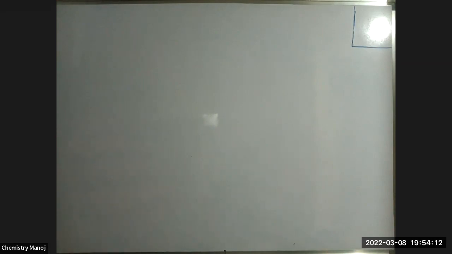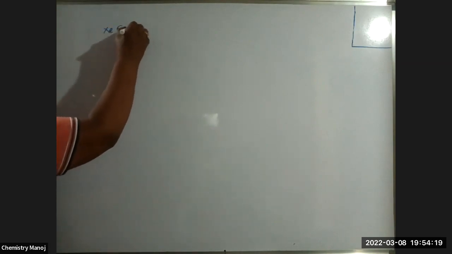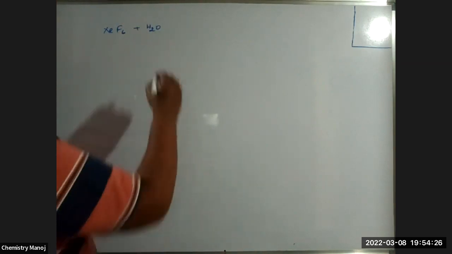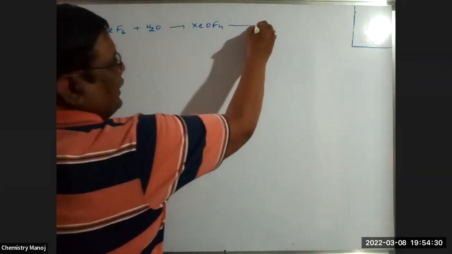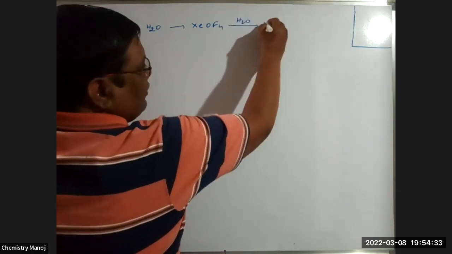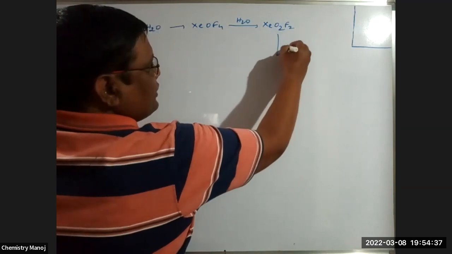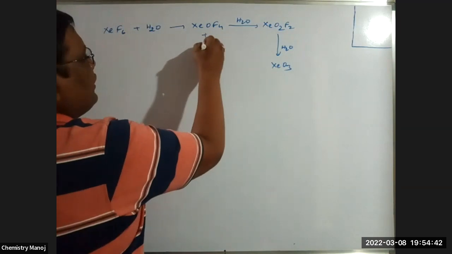See here, hydrolysis. When XeF6 undergoes hydrolysis, first of all, one oxygen is added and two fluorines are replaced. First it gives XeOF4. Once again, it reacts with water, that gives XeO2F2, and when one more water molecule attacks, that gives XeO3. Along with that, HF is the product.